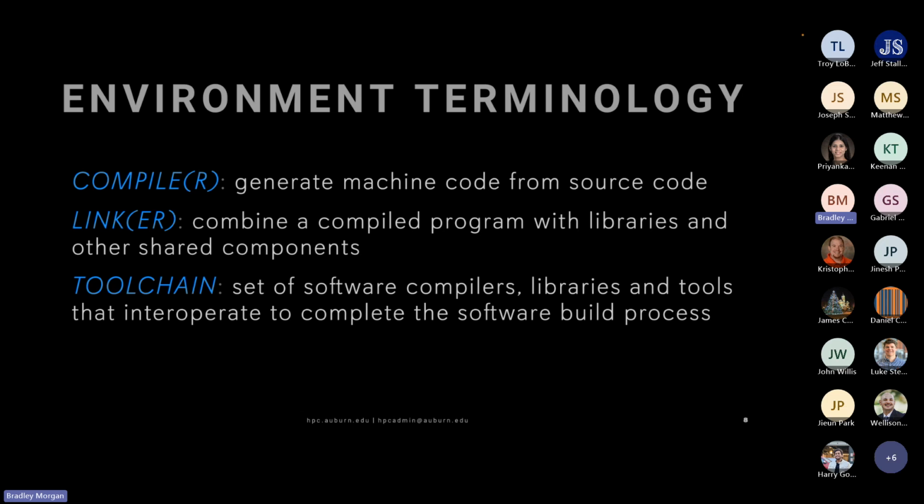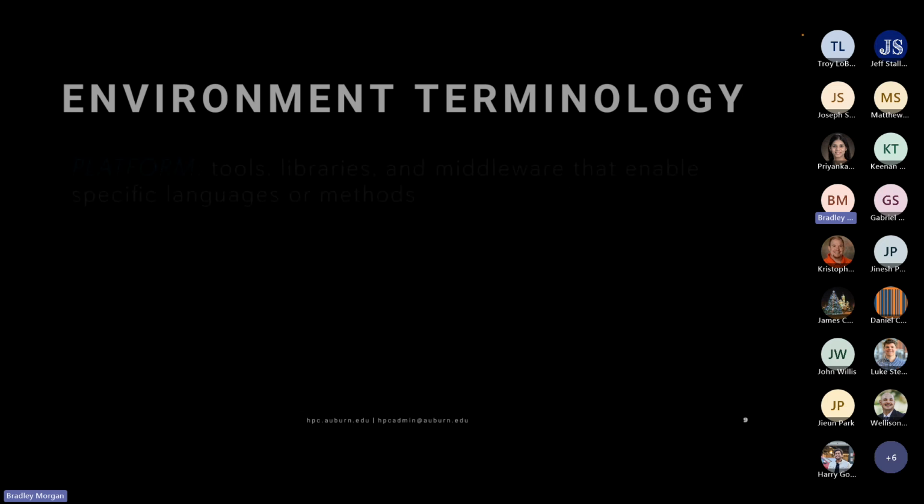And then you have a tool chain. So that's just really a set of compilers, libraries, tools, utilities that all work together to complete this process. And so when you hear of things like the GCC tool chain or a CMake tool chain or the Intel tool chain, it's really just a collection of tools that assist with the build process.